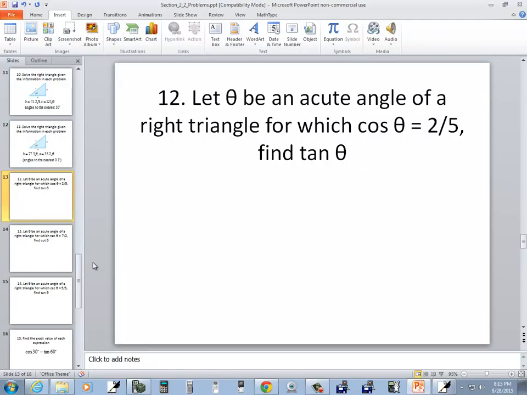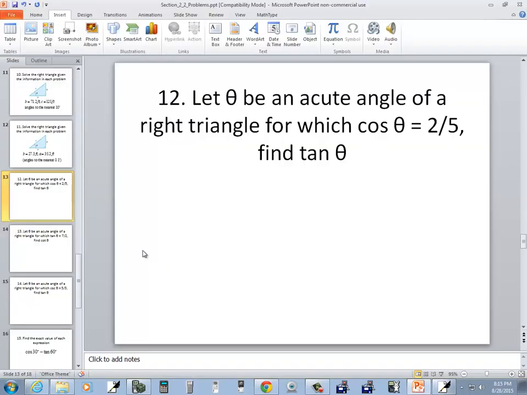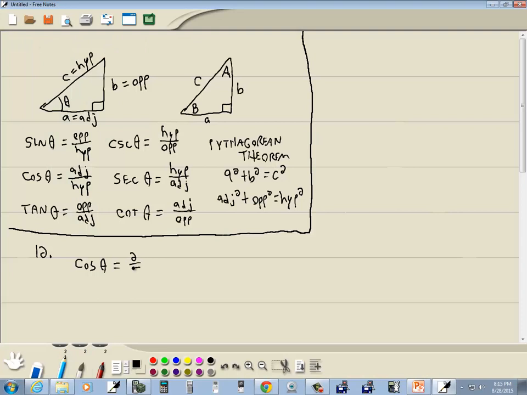Let theta be an acute angle of a right triangle for which cosine theta is equal to 2/5. Now specifically, they're telling us to find tangent theta. Although we could find all 6 of these, which you may have a homework assignment that asks you that. They give you one of them, and then they ask you to find all the rest. Well, let's see how to do this.